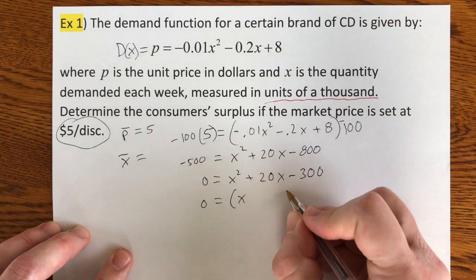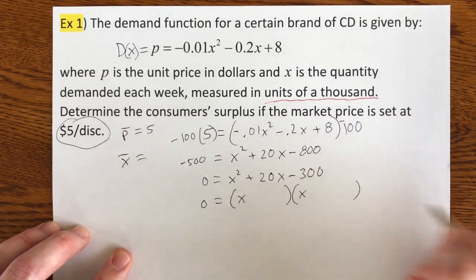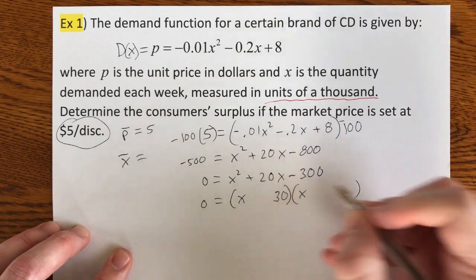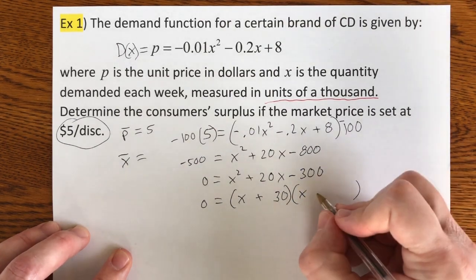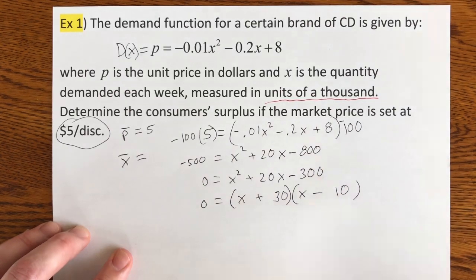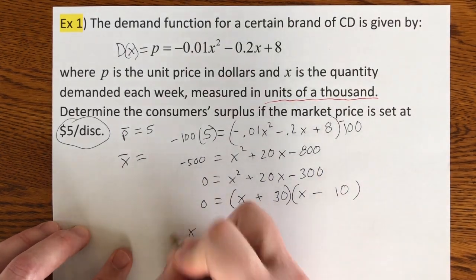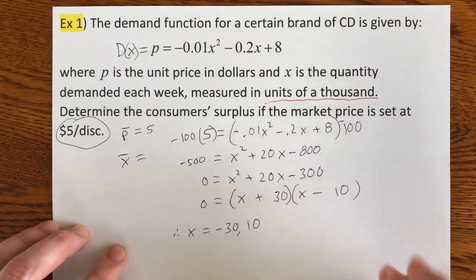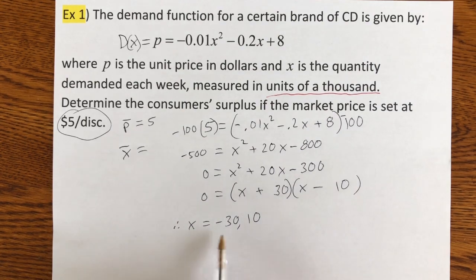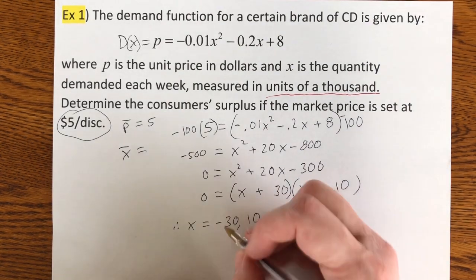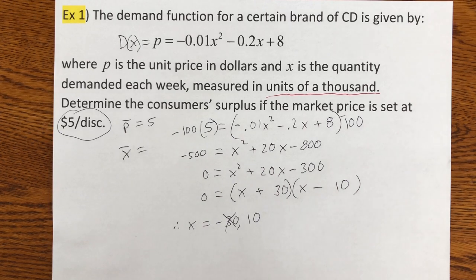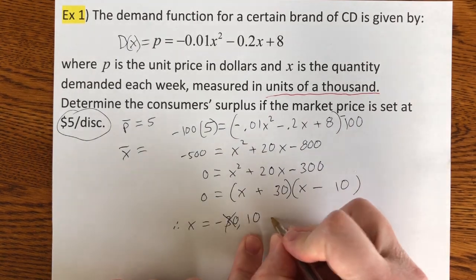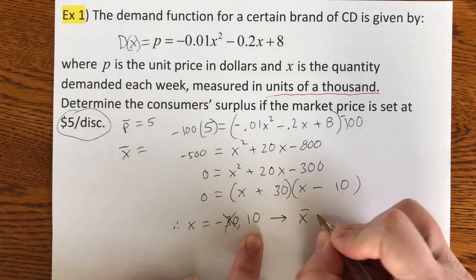If you can't factor, you can always use the ever popular quadratic formula. But I believe this one is factorable. Let's see, x plus 30 and then x minus 10. And so what we actually get here, therefore, x is equal to what? A negative 30 and a positive 10. Here's the deal. Let's just make this as simple as possible. Whichever one is negative is not going to represent your X bar. That doesn't make any sense. That's not going to be the quantity demanded. It has to be a positive value. So this is implying that X bar is equal to 10.